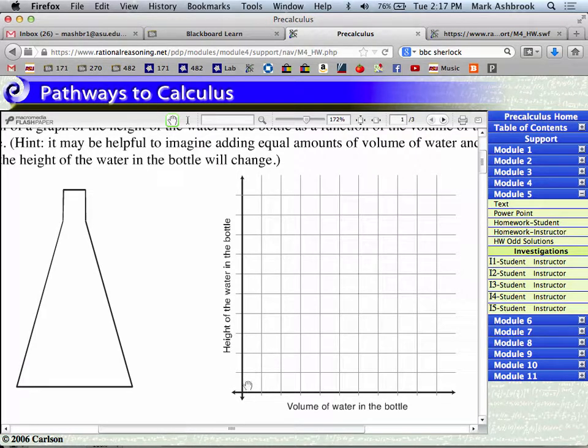And therefore, our dependent quantity is the height of water in the bottle. That should make sense: depending on how much water you put in, we'll get a certain height of water in the bottle. So this is our input. What was the next thing we're going to do? And this is our output, dependent.